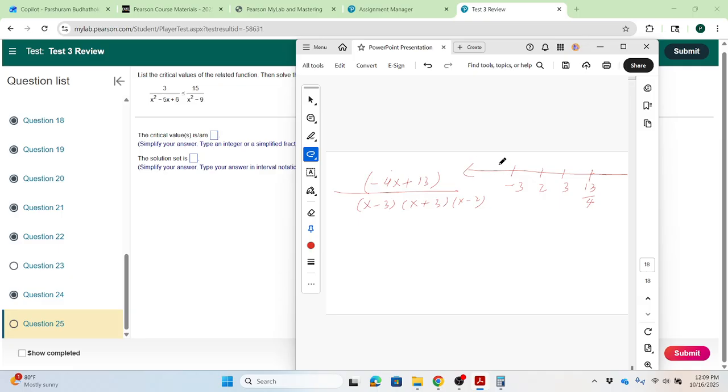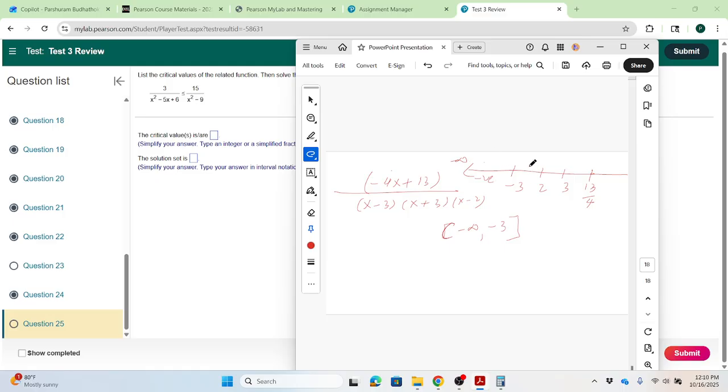Pick something from here, negative 4, maybe. Plug negative 4 in: it would be positive on the top, and negative, negative, negative, so negative on the bottom. So this is part of the interval, negative infinity to negative 3, including negative 3, because we are also interested in finding the 0. There, the function is negative.